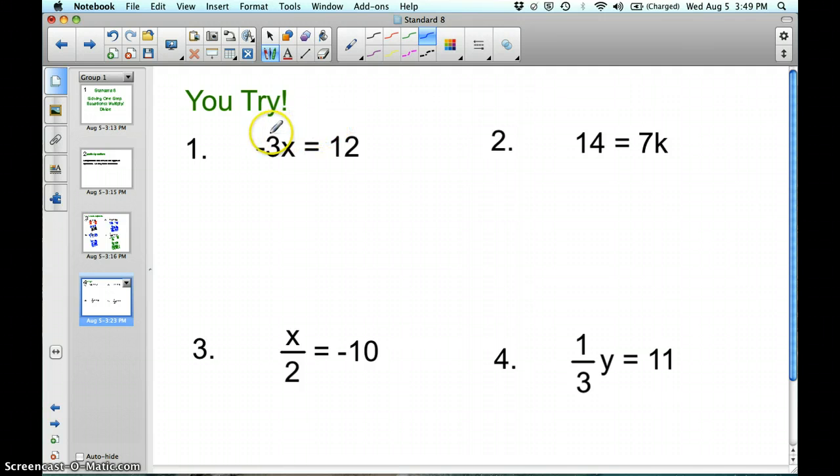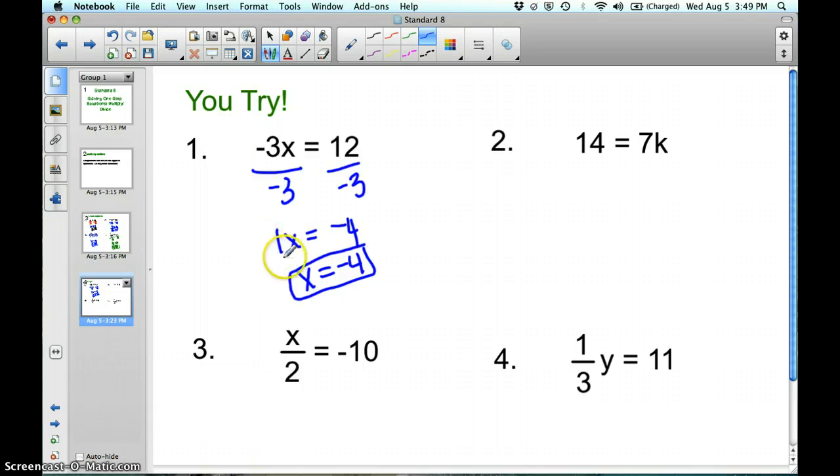For number 1, I have negative 3 times x equals 12, so I need to divide by negative 3 on both sides. Negative 3x divided by negative 3 is going to give me a 1x, and then 12 divided by negative 3 is going to give me a negative 4. So we just have the answer x equals negative 4. Okay, you don't have to write this 1 in front of the x, so I'm going to stop writing it as I go.